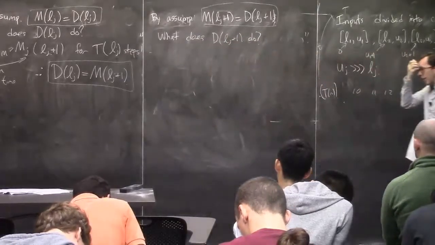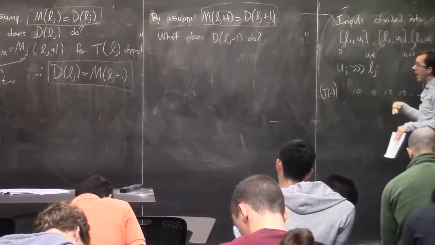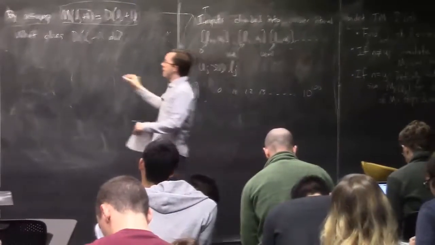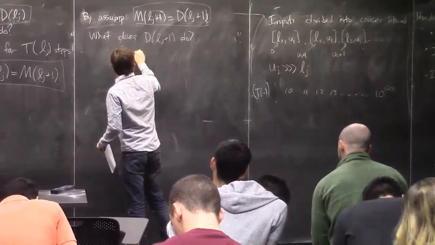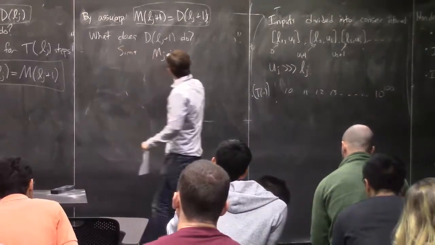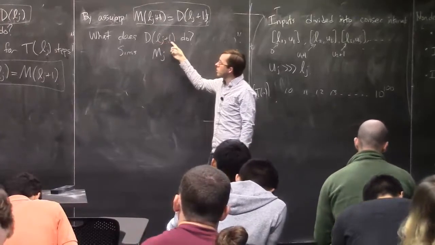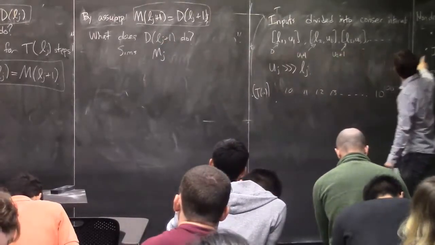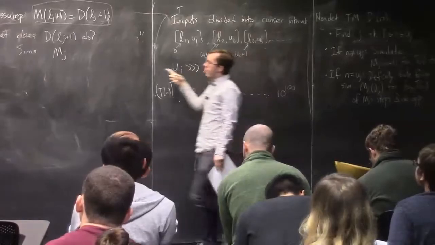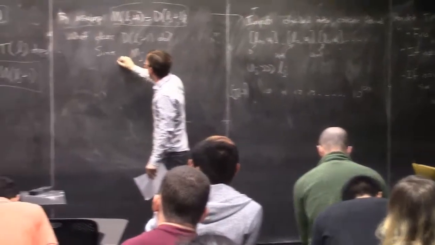Well, it's going to be the same ballgame, right? It simulates M_j. Let me write it. It simulates M sub j because its input n equals L_j plus 1 is still in the jth interval. So it still simulates M_j, which is M.